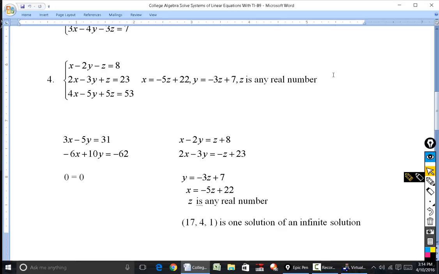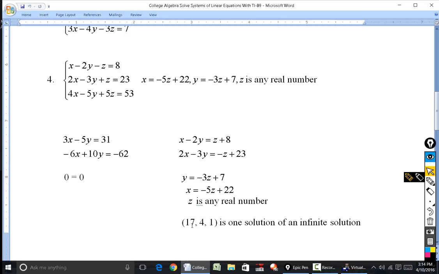Okay, so I could pick say z equal to 1. Z is any real number, so put a 1 where the z is. So x is equal to minus 5 times 1 plus 22. It gives me 17. Put a 1 where the z is in y equals minus 3z plus 7, so that would be negative 3 and 7 is 4. So y is 4. So x equals 17, y equal to 4, z is equal to 1 is a solution.